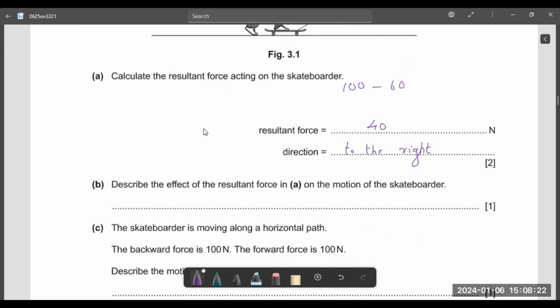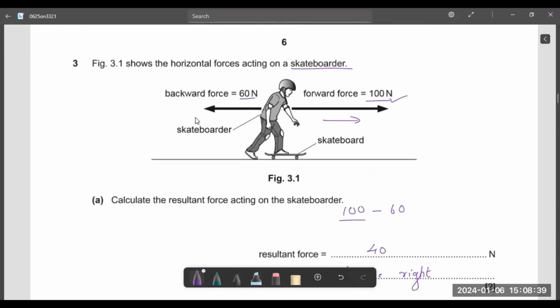Describe the effect of the resultant force on the motion of the skateboarder. Here the forward force is 100. As it is more, the speed always increases. We can just see here, backward is 60 and forward is 100. So the speed will increase.